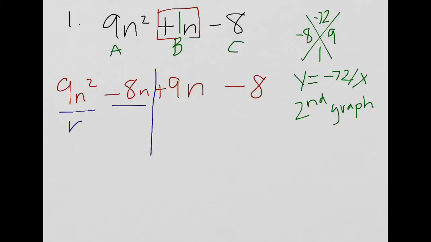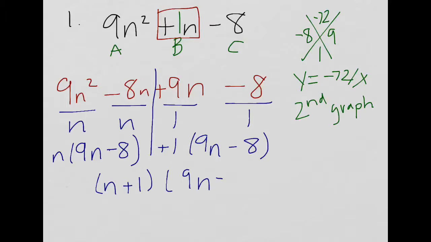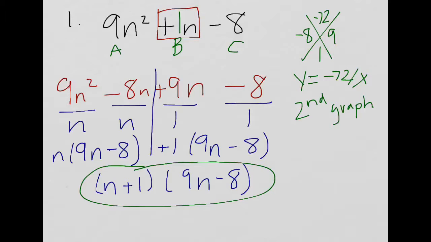So I'm going to split it. On the left side, my GCF is n, and I'm left with 9n minus 8. On the right side, my GCF is 1, not real interesting. I'm left with 9n minus 8. So I'll do my outside, my inside, a repeated piece. I did not have a GCF, so there doesn't have to be anything out front. So that makes that my final answer.